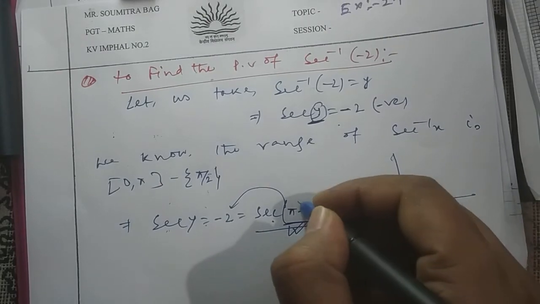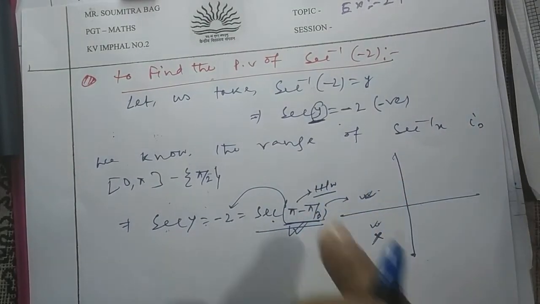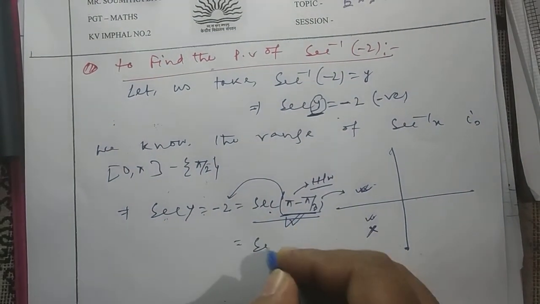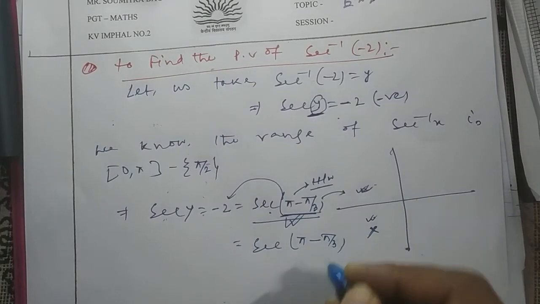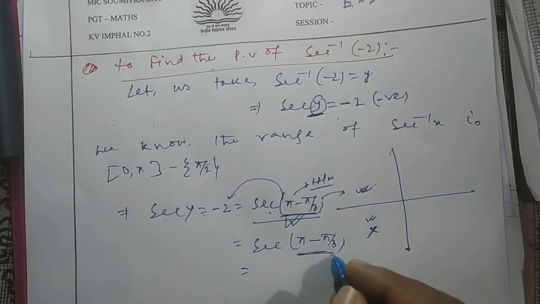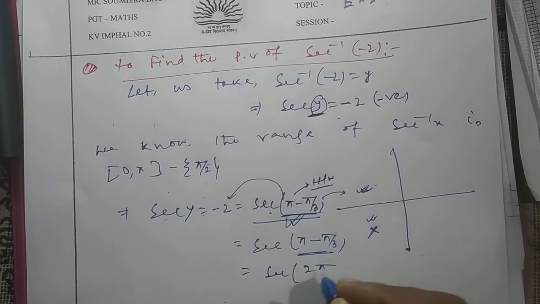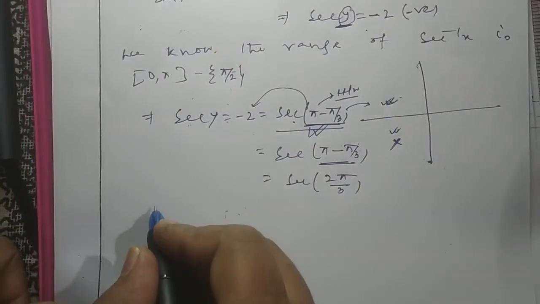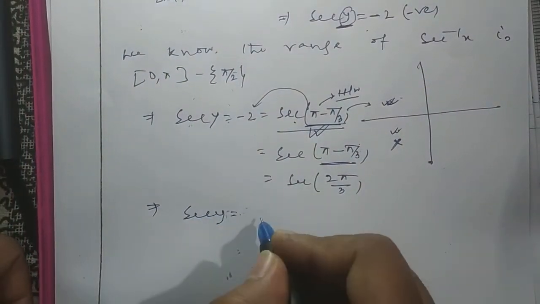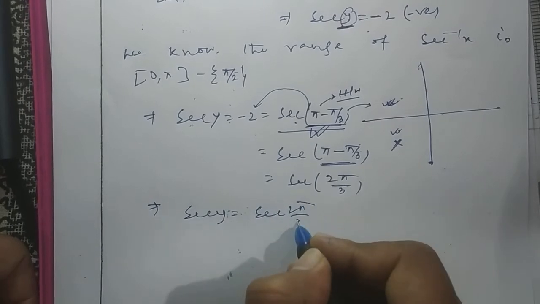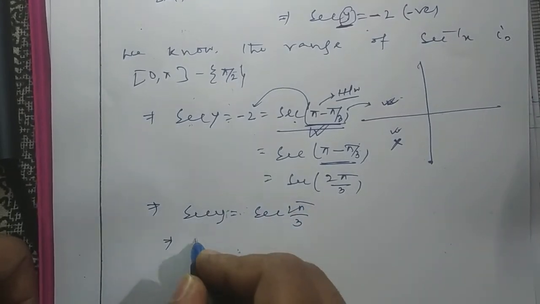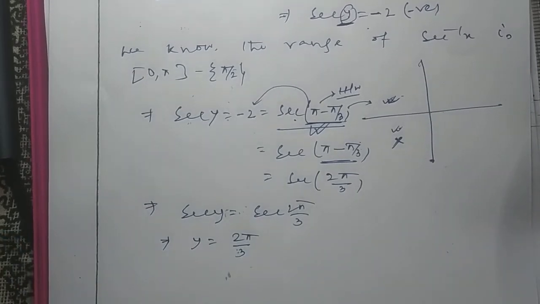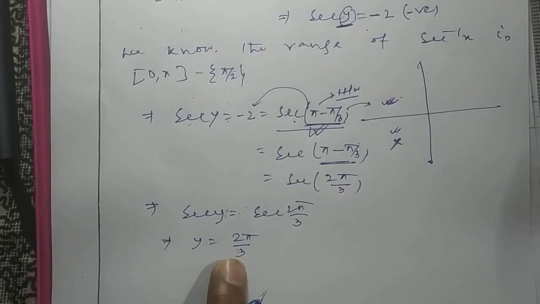So it will be as homework, because we already learned in class 11, correct? So ultimately we have got sec(pi minus pi by 3) in the second quadrant. Just doing the subtraction, it will be sec(2 pi by 3), correct? So ultimately we have got sec y equal to sec(2 pi by 3). Just on comparing it, y equal to 2 pi by 3.